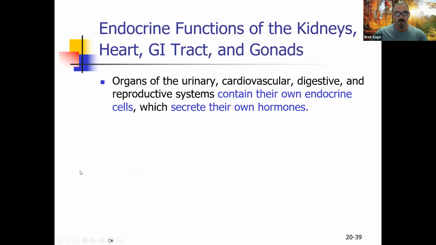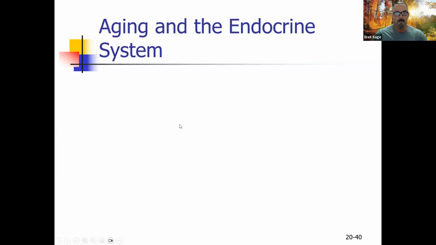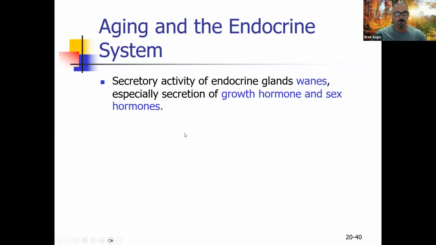Organs of the urinary, cardiovascular, digestive, and reproductive systems contain their own endocrine cells, which secrete their own hormones. They help regulate electrolyte levels in the blood, red blood cell production, blood volume, and blood pressure are also regulated by these hormones. Digestive system activities are regulated. Sexual maturation and activity are regulated. Secretory activity of endocrine glands wanes in old age, especially secretion of growth hormone and sex hormones. It's part of the reason why older folks often have less sex drive as they age.